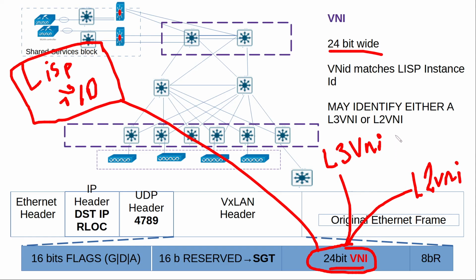Remember that layer 3 VNIDs work like VRFs, and layer 2 VNIDs are something similar to VLANs. Next we are going to explain when we are going to use layer 2 VNIDs within the fabric and when we are going to use layer 3 VNIDs within the fabric. Notice that there are still another 8 bits that are reserved within the header, and these are not used.